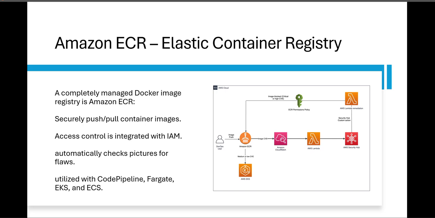The second one is Amazon ECR, which means Elastic Container Registry. Amazon ECR is a completely managed Docker image registry. It allows secure push or pull of container images. Access control is integrated with IAM. It automatically checks images for flaws. It's used with CodePipeline, Fargate, EKS, and ECS. Think of it as a private Docker Hub on AWS.